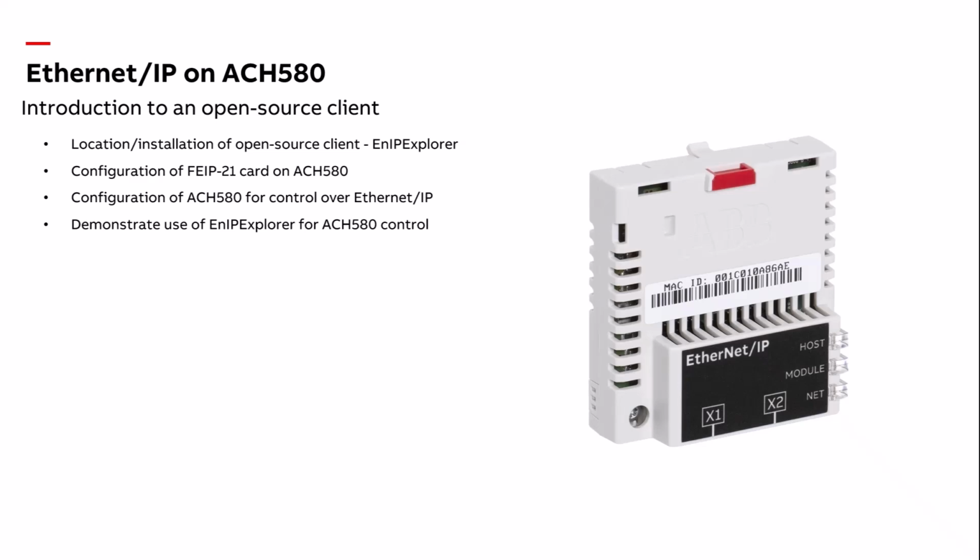So that wraps up this video on how to control the ACH580 over Ethernet IP. To recap what we went over, we first located and installed the open source client, this EnIPExplorer. Then we next configured the Ethernet IP card on the ACH580, and then configured the ACH580 to allow for control over Ethernet IP. And then finally, we went through a session showing how the control and status is done over Ethernet IP.